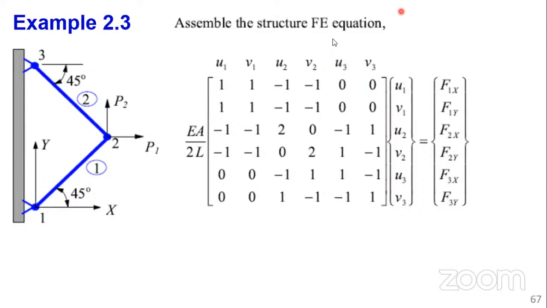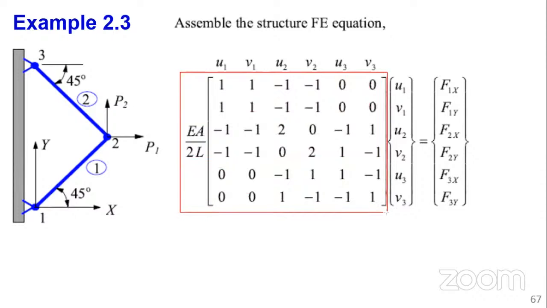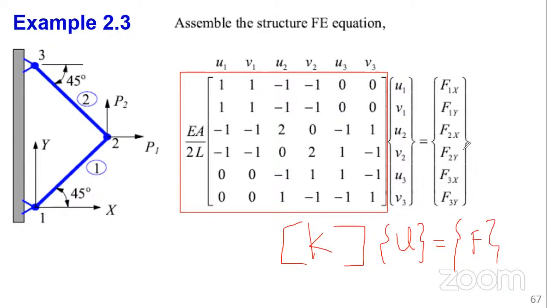So here, this is the K, the overall stiffness matrix for the whole structure. So this is the capital K. Then we have the displacement vector in the global coordinate system. And then we have the force vector in the global coordinate system. And you see now the force vector will have both.